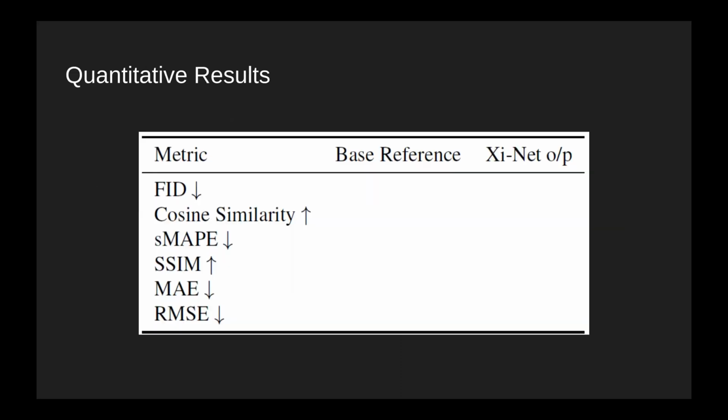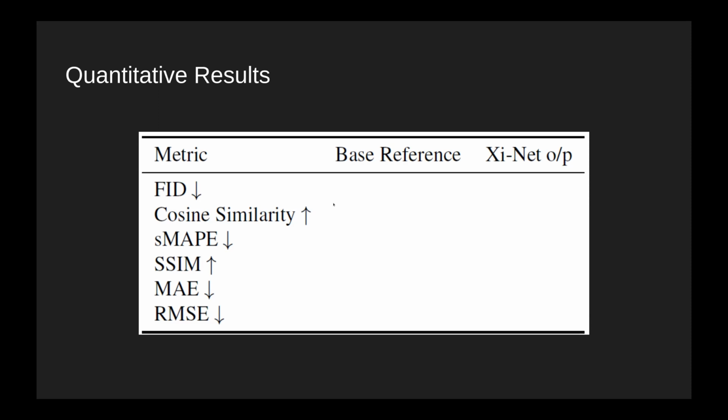The quantitative results which we have got are as follows. I have the metrics on my leftmost side, and the arrow indicates what value of a particular metric is better. For example, for FID, the lower the better. For cosine similarity, the higher the better.